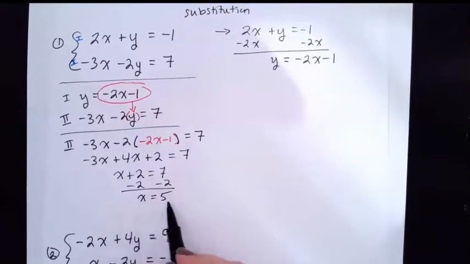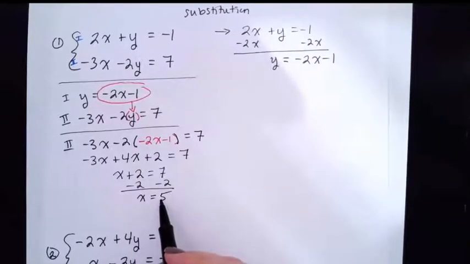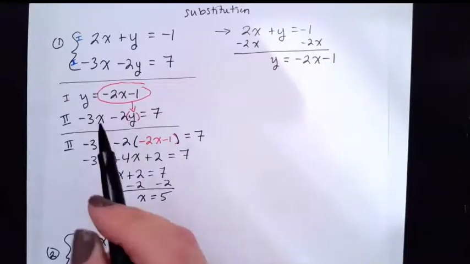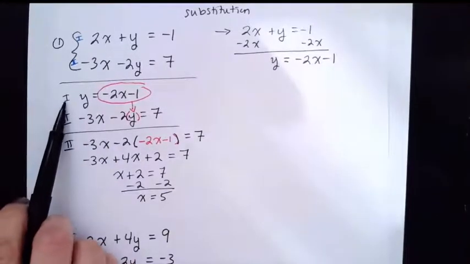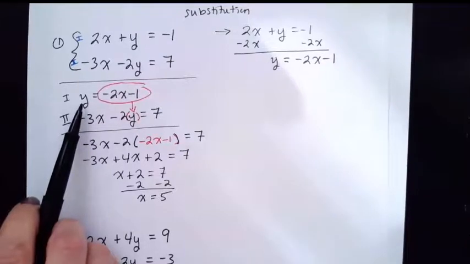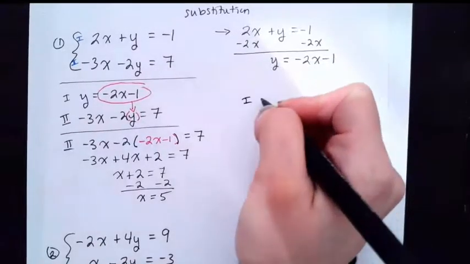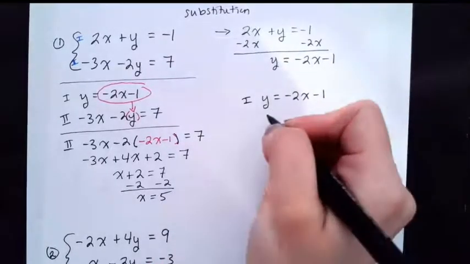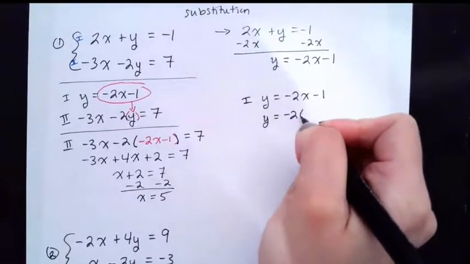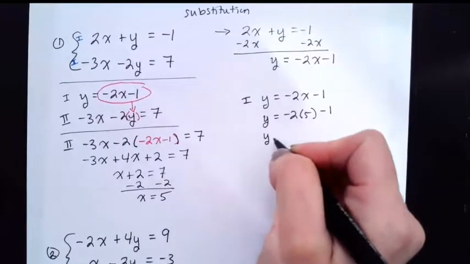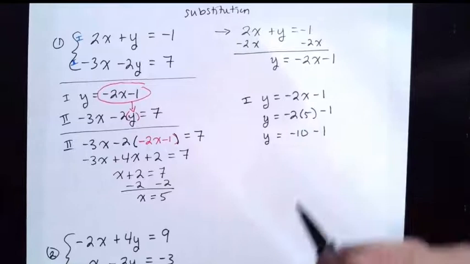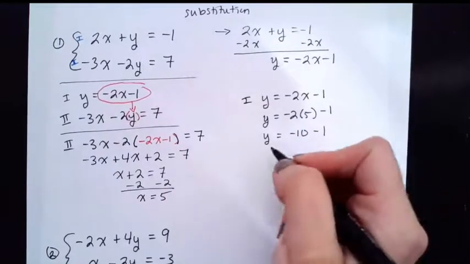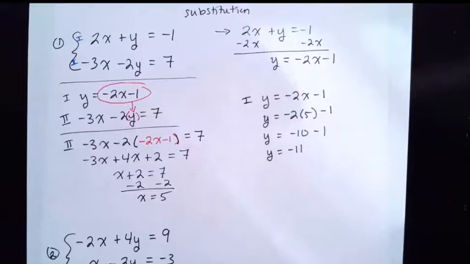So I'm going to take this x value and use it to find my y value. Now I could use either of my original equations or other versions of my equation. Equation 1 I've rearranged. I've already solved it for y here, so it'll be a little less work if I use that form because y is already isolated. So y equals negative 2x minus 1, but I have 5 replacing x. So y equals negative 10 minus 1. So my y value is negative 11.